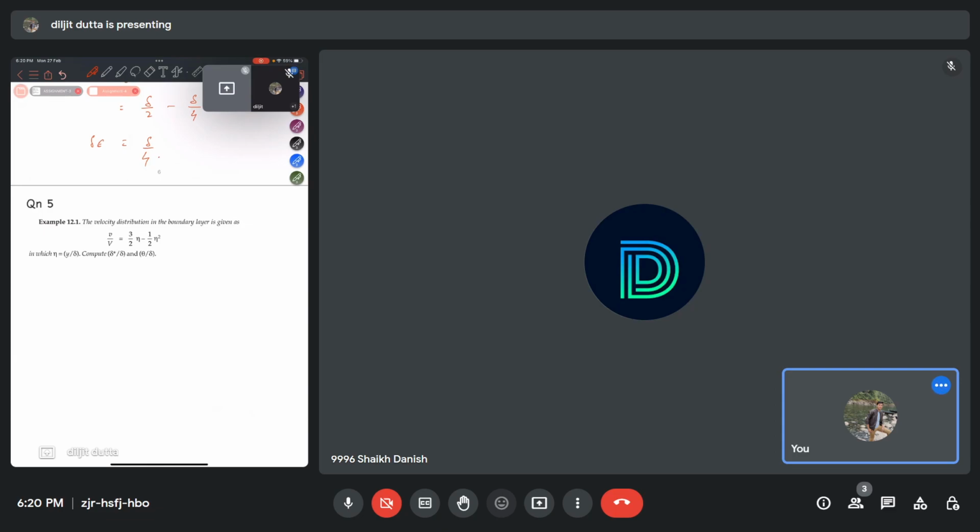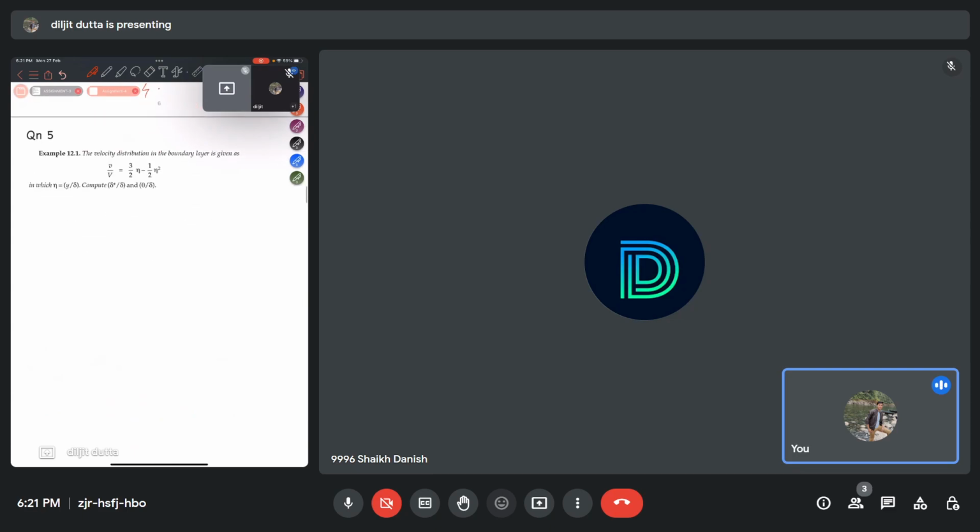So what does it say? The velocity distribution in a boundary layer is given by v by V equals 3 by 2 eta minus half eta squared, in which eta equals y by delta. So we have to compute delta star by delta and theta by delta. Okay, let's start. Eta is given as y by delta, so d eta equals dy by delta.